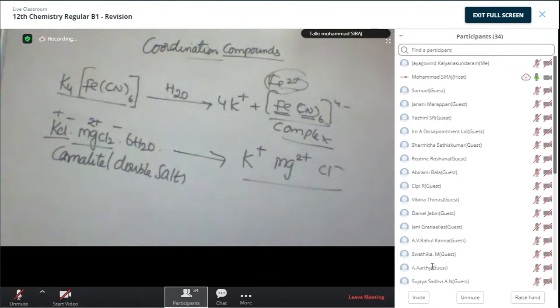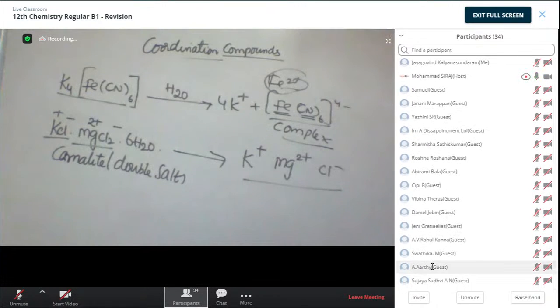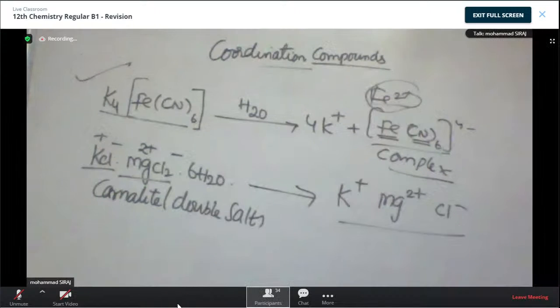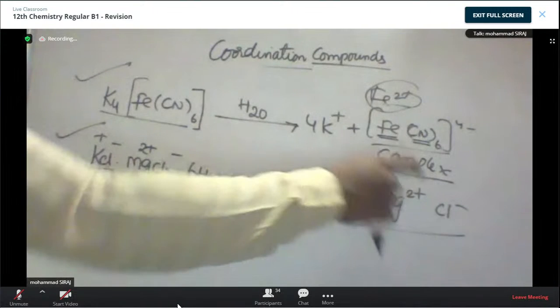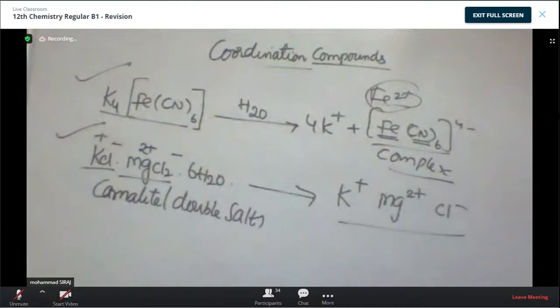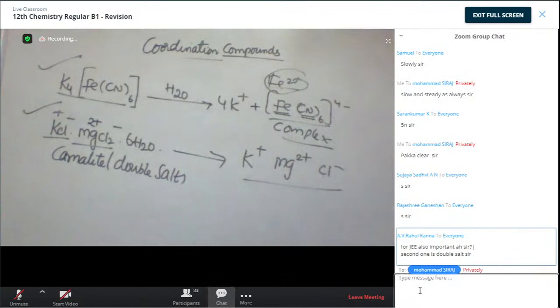A double salt will give the test for separate ions, but a complex compound won't give the test for separate ions. That is the difference between a coordination compound and a double salt. You can write the same thing from the school point of view also. In school, this topic is done. The notes which I have given, use those notes. That will be very helpful for your schools also.